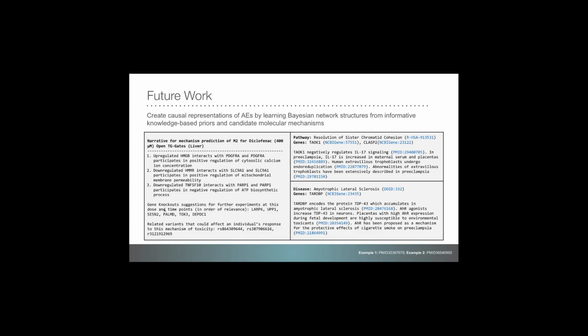So some suggested gene knockouts for further follow-up experiments at this dose and time point would be the list of genes shown here. Additionally, we can make recommendations for variants that could be related to a specific individual's response to this mechanism of toxicity, and we've output that from our knowledge graph as well. To stay on track on time, I won't go through these details, but I'm happy to share the slides.